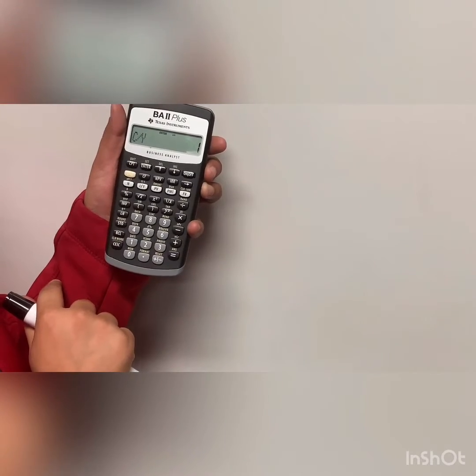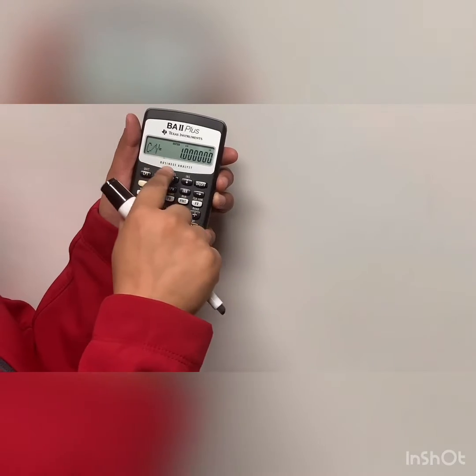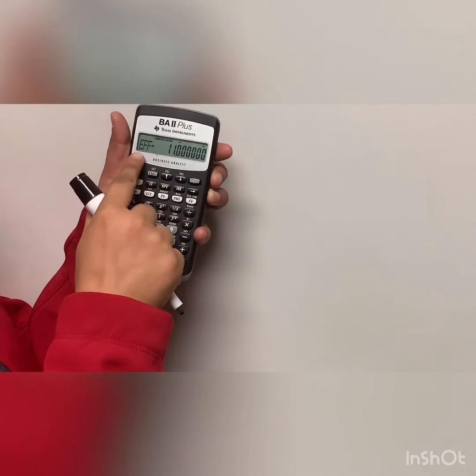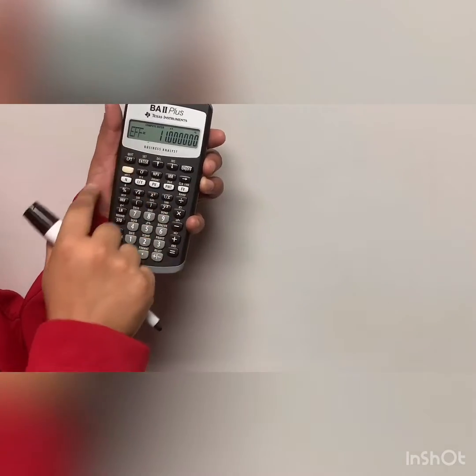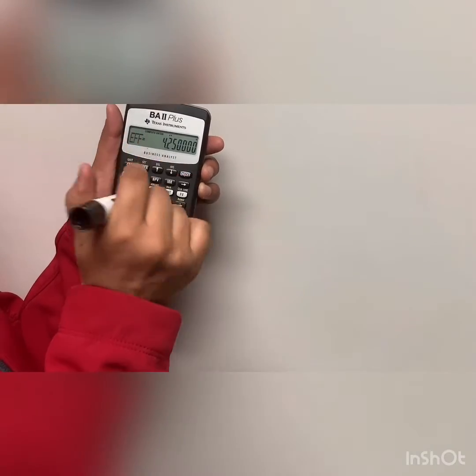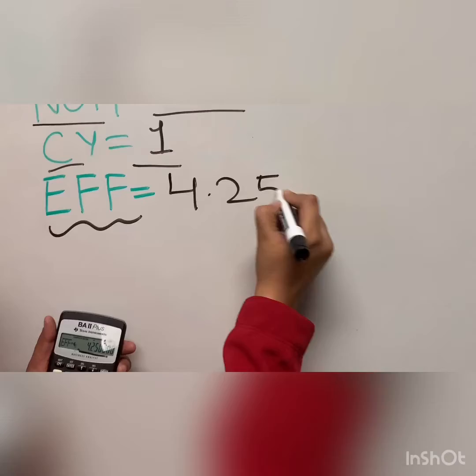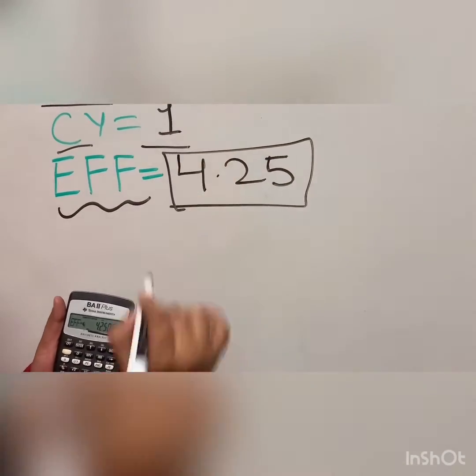So now I need to press enter. So after that I need to press down. So I'll have now EFF. So to have our final answer I need to press compute. So the EFF now we have is 4.25 for bank B.